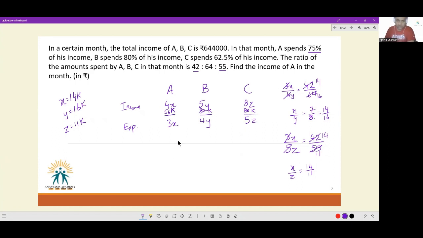So we can simplify this further. We can simplify 56, 80, and 88. All of them are divisible by 8. So I will have 7 is to 10 is to 11.